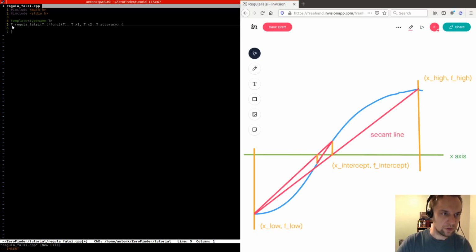T is going to be our type, which can be a float or a double, or a long double. This function is going to be the function that we're trying to find the zero of, and x1 and x2 are going to be our bracket x values. So the root is assumed to be between these two x values. And accuracy is the desired accuracy that we wish to achieve.